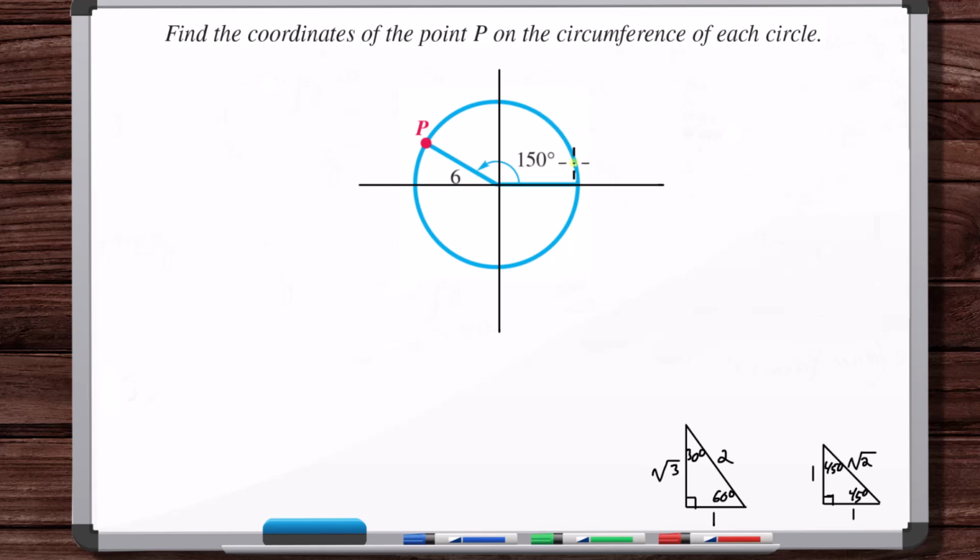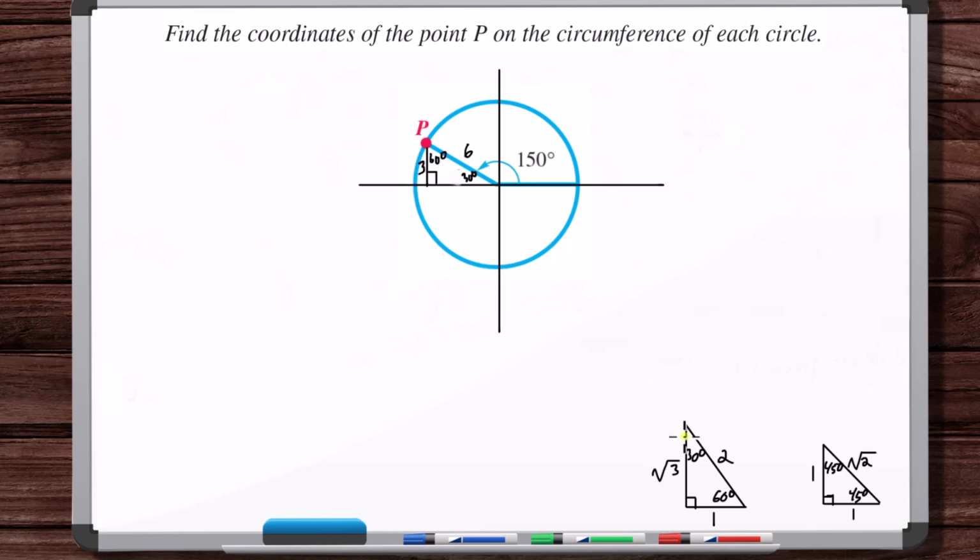So what does that mean? Well, okay. This is 150, so that means the reference angle here is 30, right? So we've got a 30, 60, 90 triangle, and the hypotenuse is 6. But this is not a problem. Since it's a 30, 60, 90 triangle, we know the short leg that's adjacent to the 60 degrees is going to be half of the hypotenuse. This is going to be 3, positive 3.